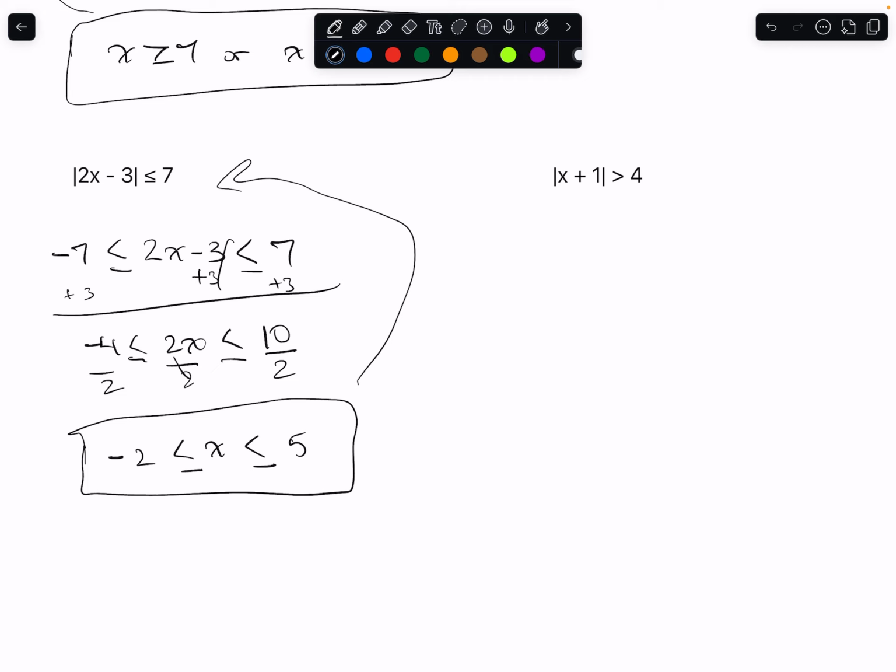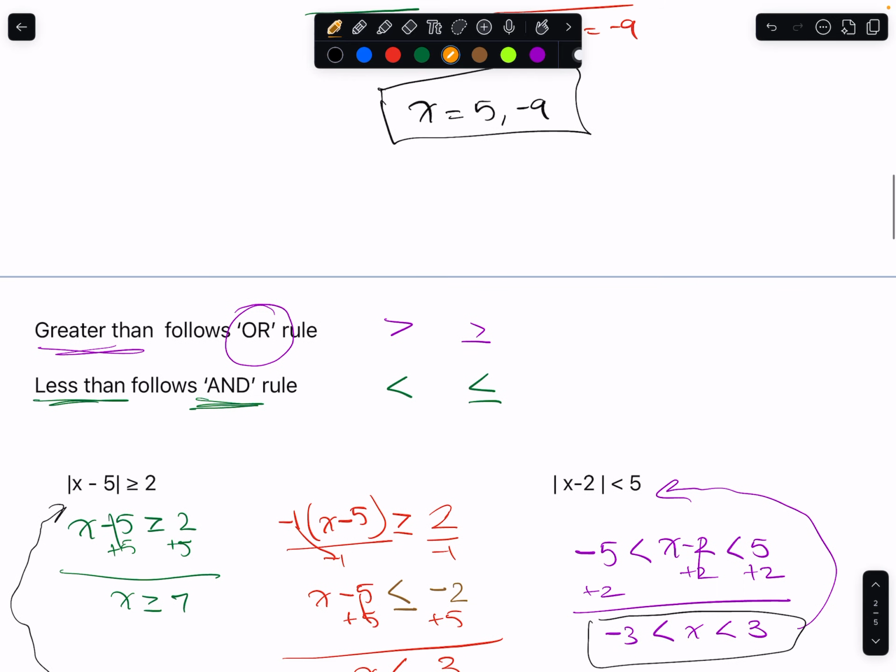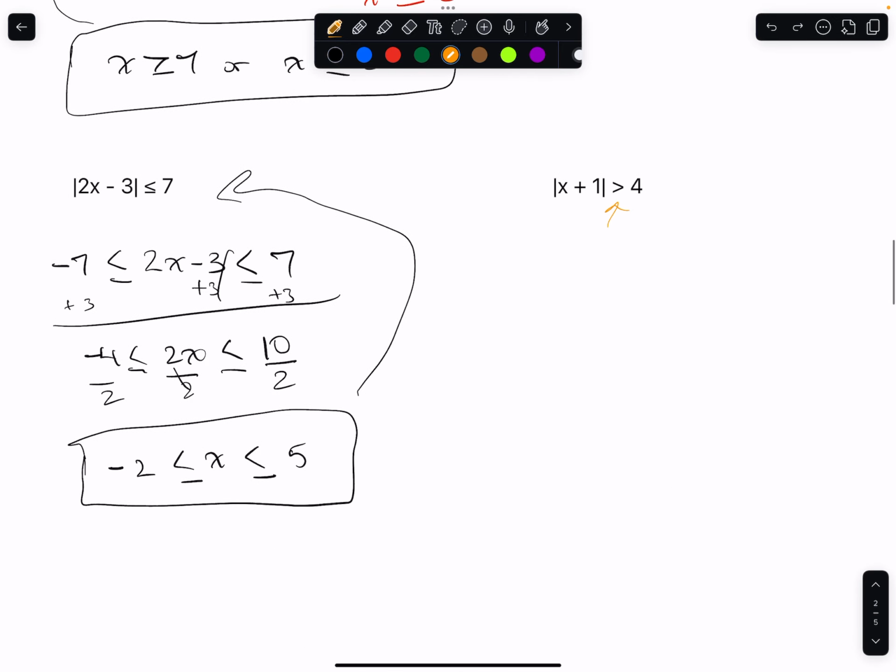Lastly, working on green, actually, let's do it in orange. We have here the absolute value of x plus 1 is greater than 4. We see that it's a greater than sign. Greater than means or. Looking at this, now we know our or means it will come with two different sets.